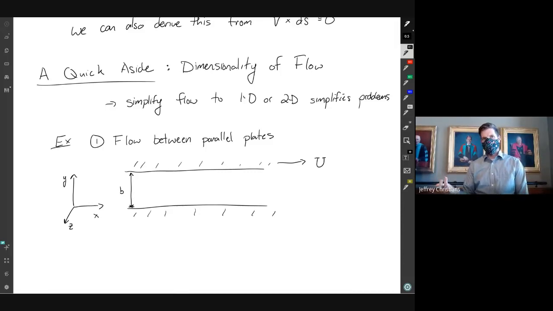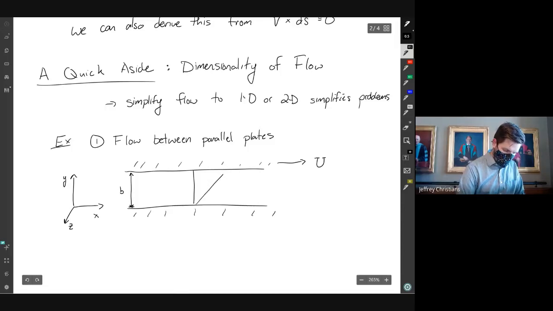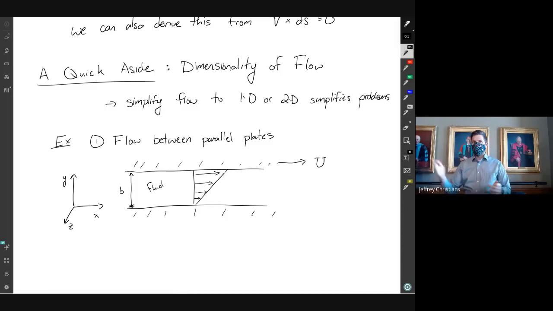Okay, so what does the flow look like? Again, we talked about this briefly, but the no-slip boundary condition means that if the bottom's not moving and the top is, the fluid is stopped at the bottom, and the fluid is moving at the velocity big U at the top. And it turns out it's linear in between those 2 points. So we have a flow that looks like this. That's our fluid. It's nice and linear from 0 to big U.